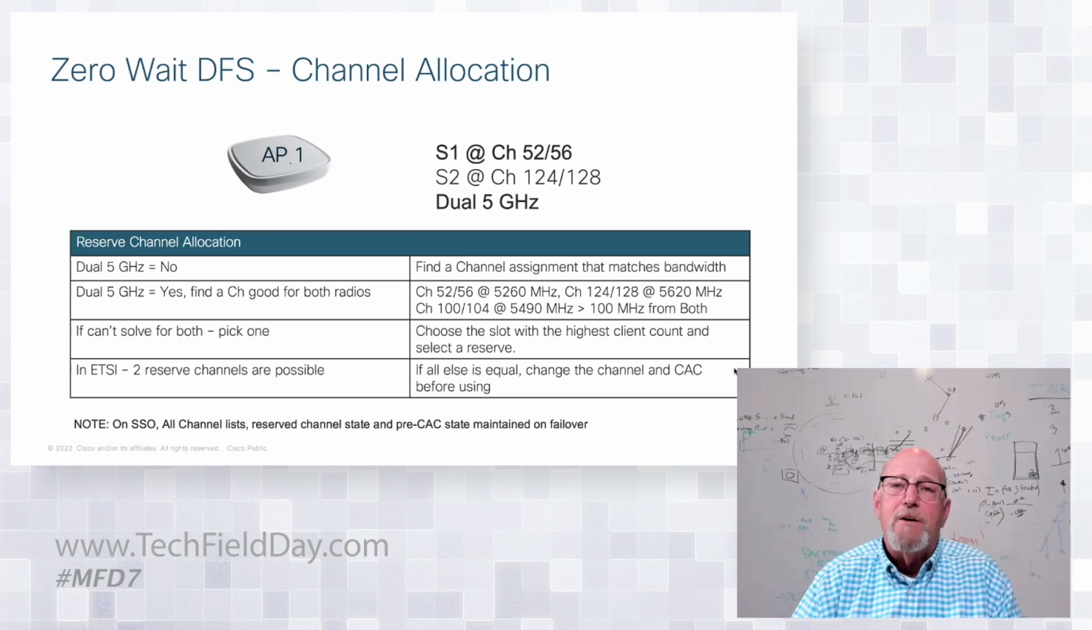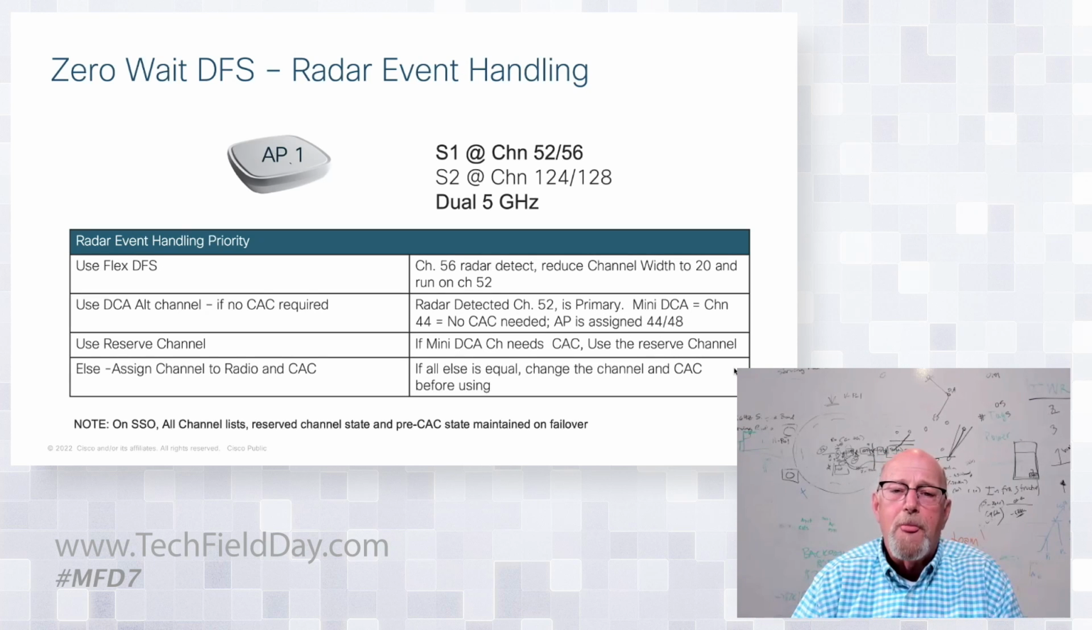If it's dual 5 gigahertz, I want to pick a future channel that matches the bandwidth and is good for both interfaces. If I can't match both interfaces, then I'm going to solve for one. And if I solve for one, it's going to be the busiest, the one with the most clients. In ETSI, not a problem on any of this because more than 2 reserved channels is perfectly possible.